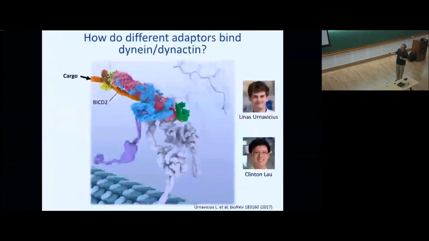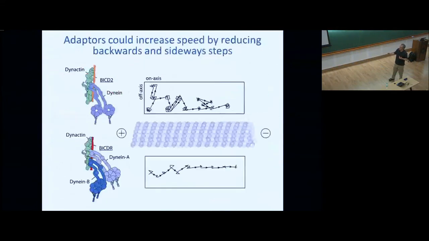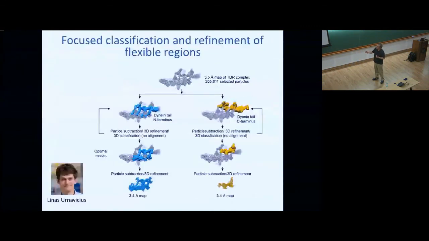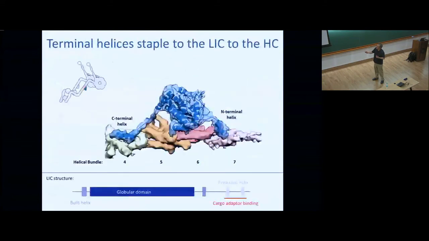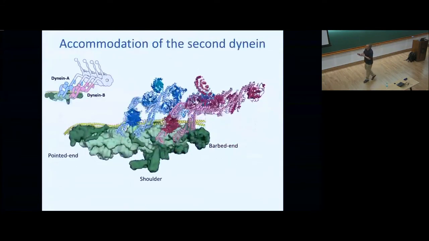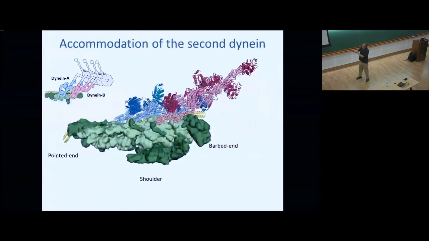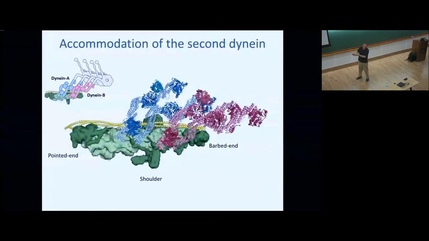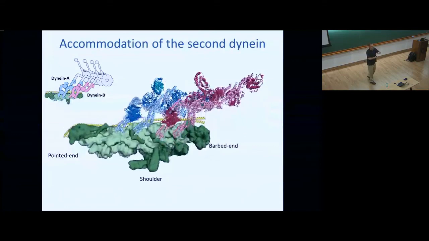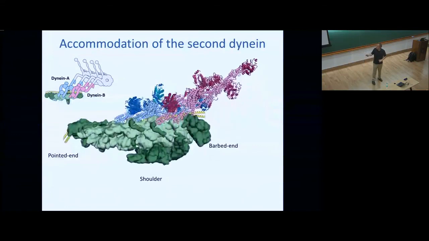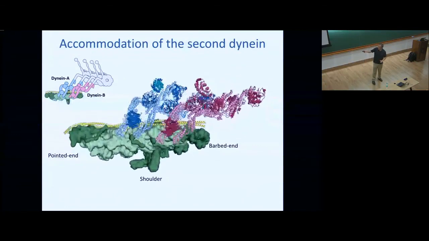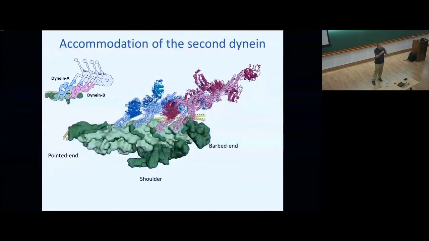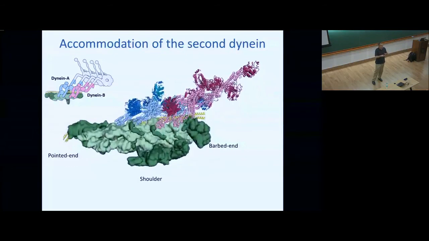So let's see if I can just get to that. Sorry, let me play the movie. It's probably the best thing. So the adapter here is actually interacting with both the dynactin and the dynein. So it's as though it's adding extra support. The interaction of the dynein with the filament is quite weak on its own, but when the adapter's there, it's adding enough extra contacts to stabilize it.